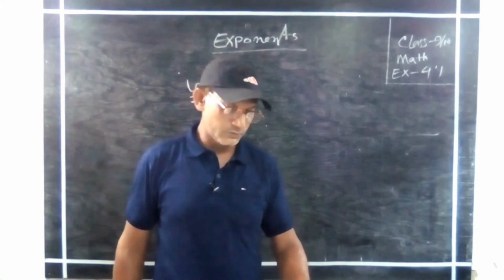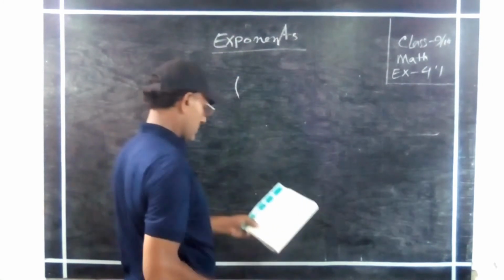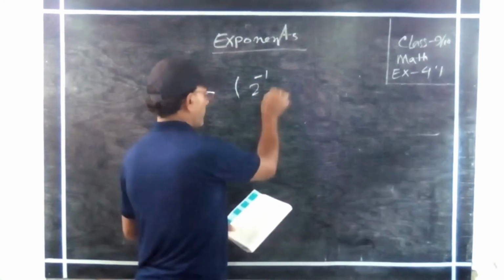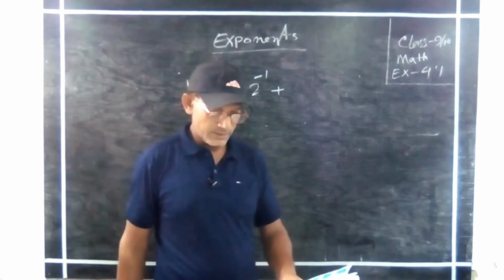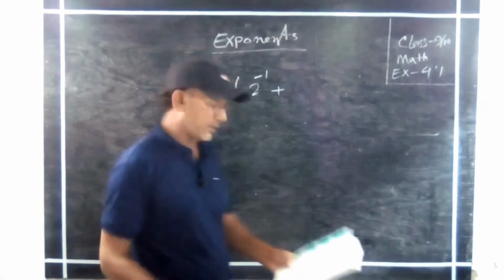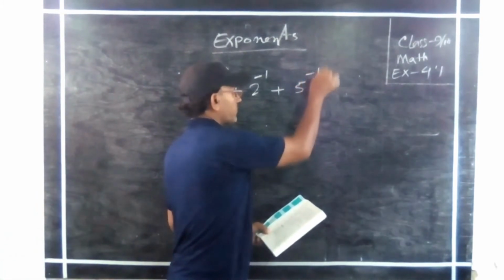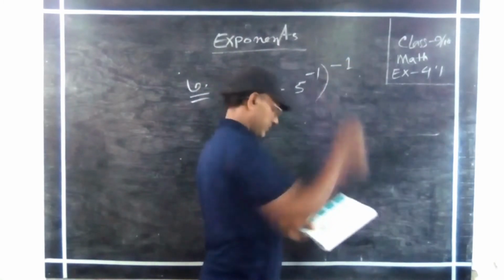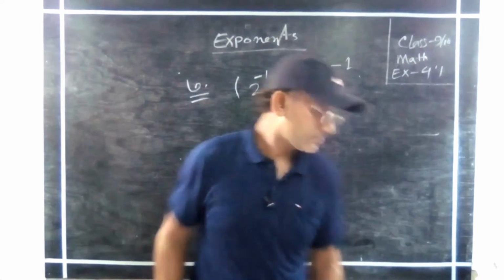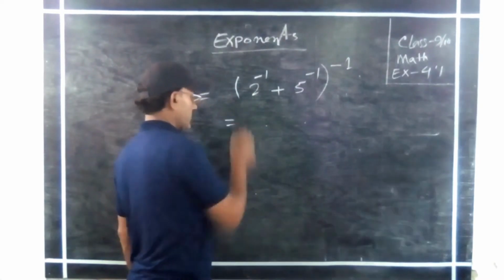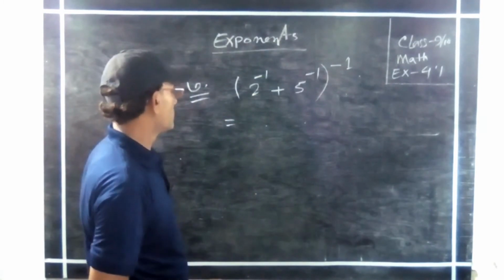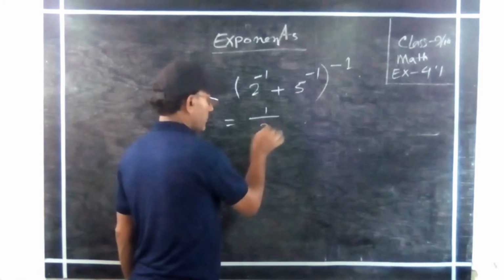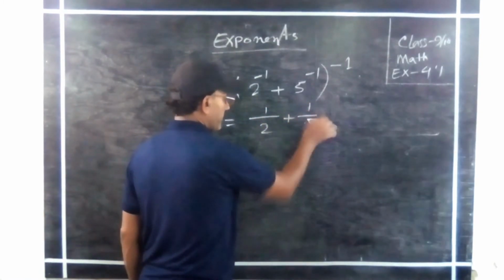We write at first (2 to the power minus 1 plus 5 to the power minus 1) bracket close, whole to the power minus 1. Here it is. We can write here equal to 2 to the power minus 1, then we can write 1 divided by 2 plus 1 divided by 5.